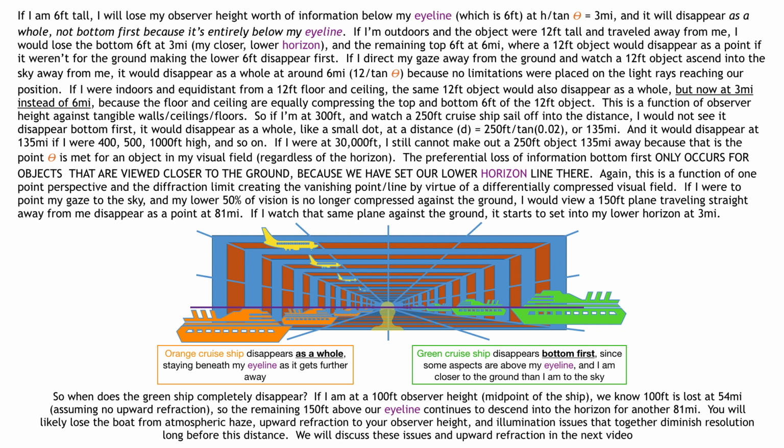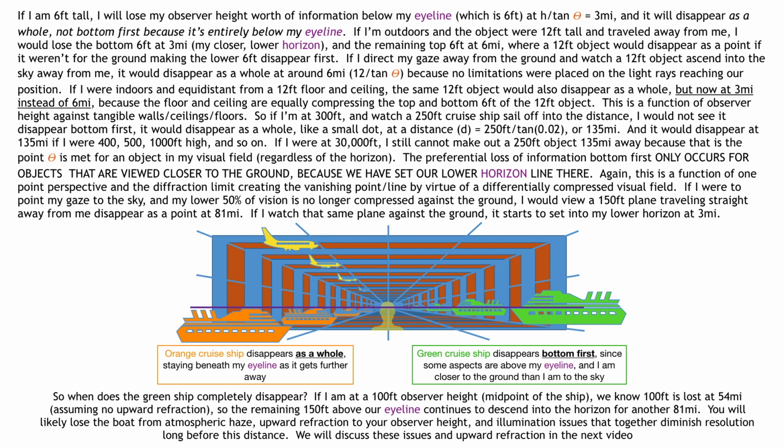So if I were indoors and equidistant from a 12-foot ceiling and floor, let's say I'm in a giant hallway, and it's a 12-foot hallway, and I'm right in the middle of it with a 6-foot observer height, and the same 12-foot object moves away from me, it's going to now disappear as a whole, as a single point, but now it's going to be at 3 miles instead of 6, right? Because the floor and the ceiling are equally compressing the top and bottom 6 feet of this 12-foot object. So again, this is a function of observer height against tangible walls, ceilings, and floors. It's what's obstructing those rays that are trying to reach our eye and create a contextual image.